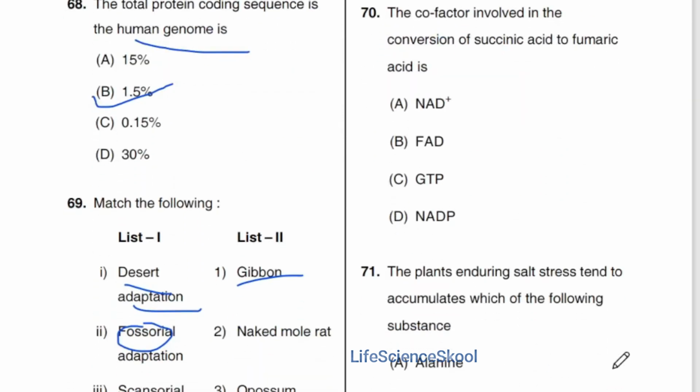Now moving on to the next question. The cofactor involved in the conversion of succinic acid to fumaric acid is option A NAD plus, option B FAD, option C GTP, option D NADP. They are asking a question from the Krebs cycle here: conversion of succinic acid to fumarate. They are asking the cofactor. So by which cofactor does succinate convert into fumarate?